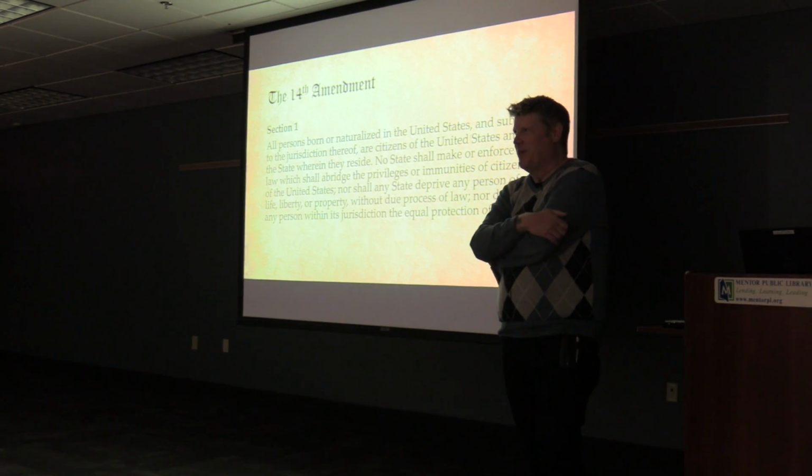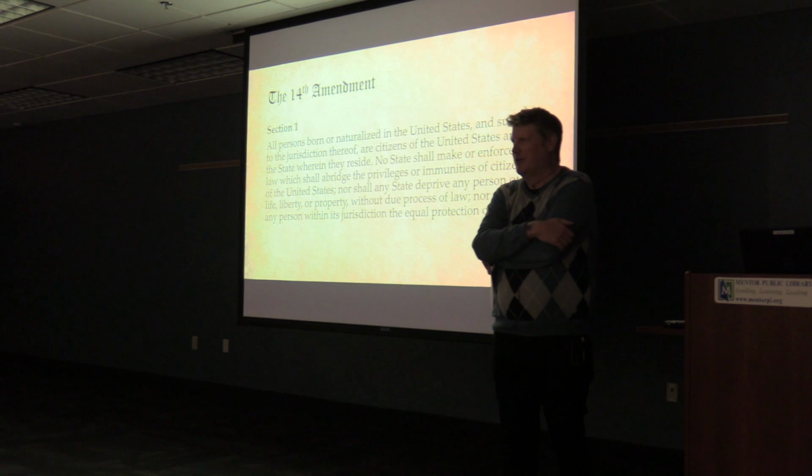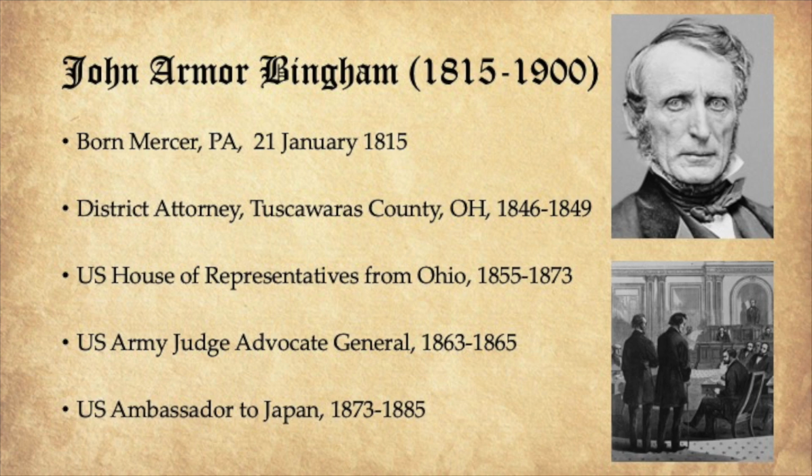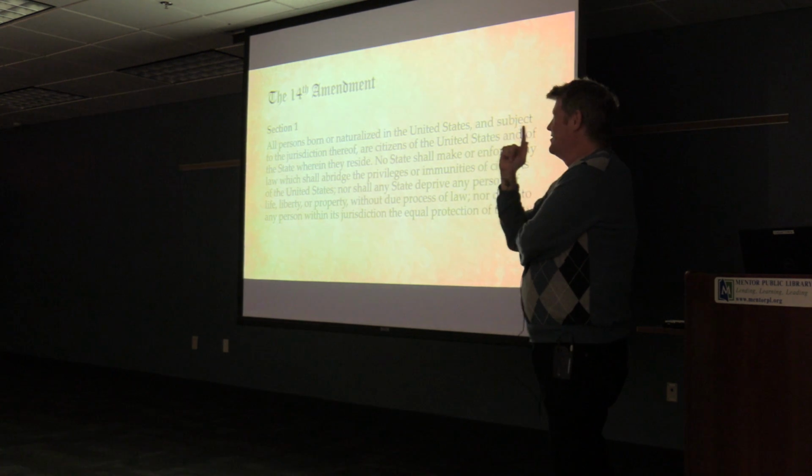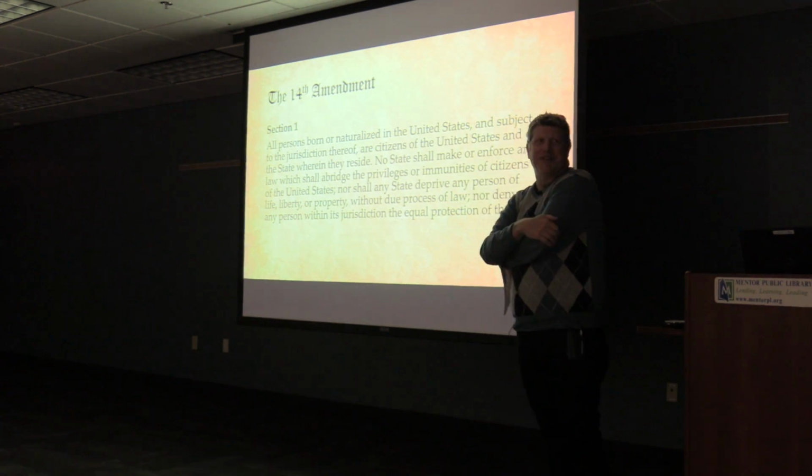One of them is John Armour Bingham, the Ohio representative, who had been on the 3-lawyer prosecution team that prosecuted the people who assassinated Lincoln and tried to assassinate Seward. But Bingham is a very intense guy. They had to override Andrew Johnson's veto of the Civil Rights Act of 1866. And Bingham voted to sustain the veto because he thought that it didn't go far enough. And so he starts working on the 14th Amendment.